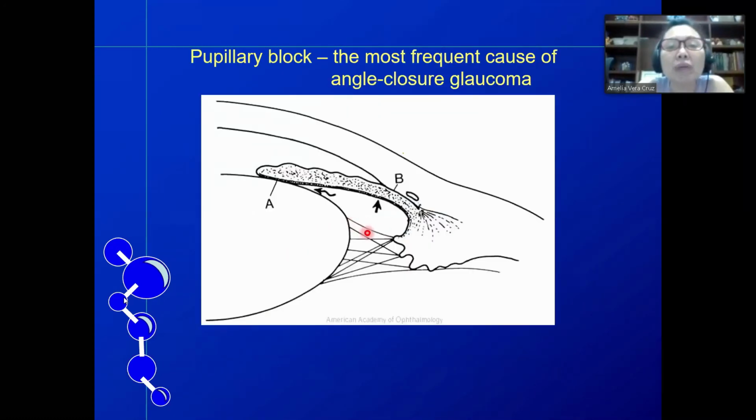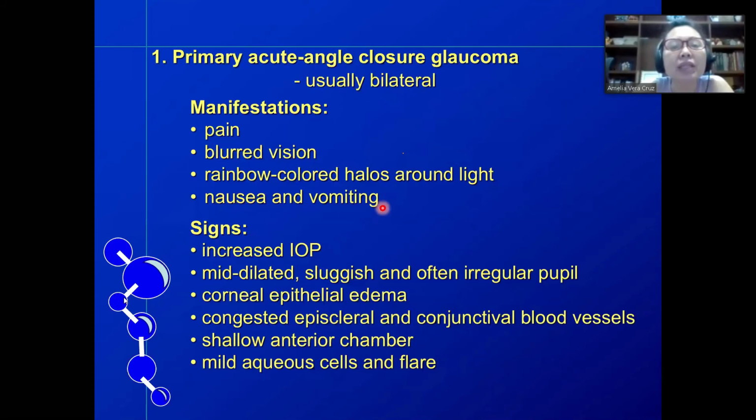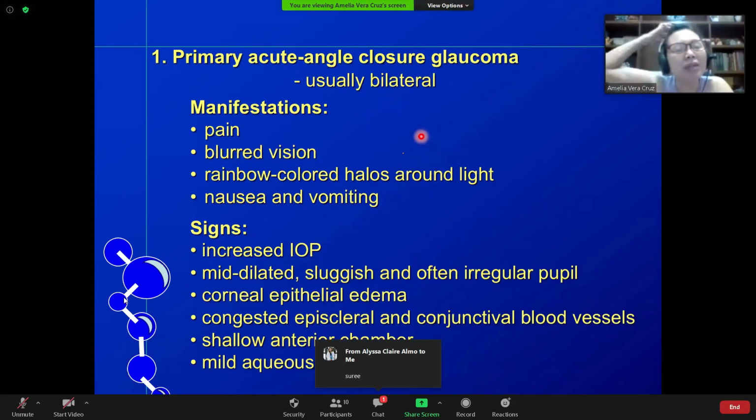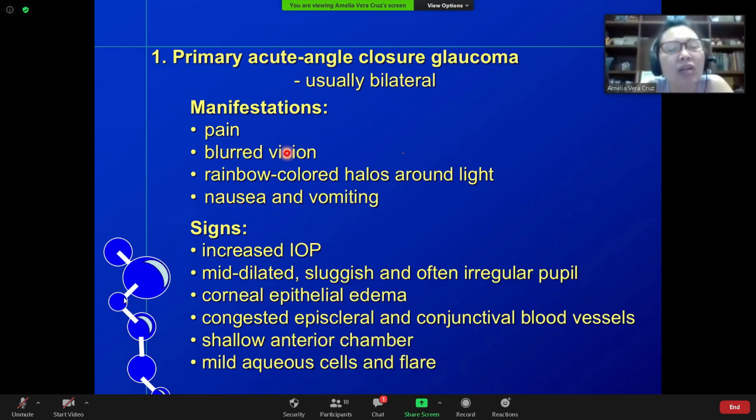This is your pupillary block, the most common cause ng angle closure glaucoma. Pag ganito, mataas ang pressure nito, tatakbo agad sa doktor. Masakit ang mata nito. Okay. This is usually bilateral. Pag mga primary glaucomas, bilateral talaga yan. The manifestation, kanina painless. This one has pain. Blurred vision talaga.